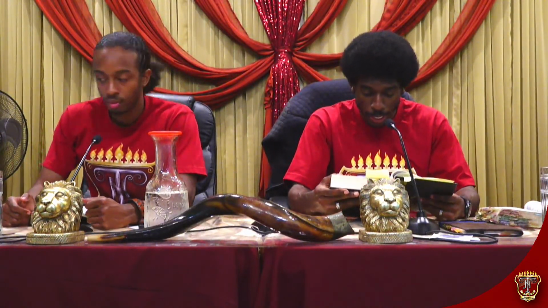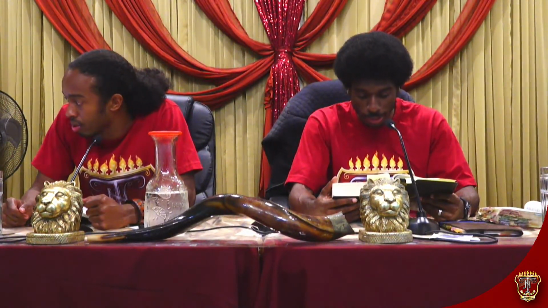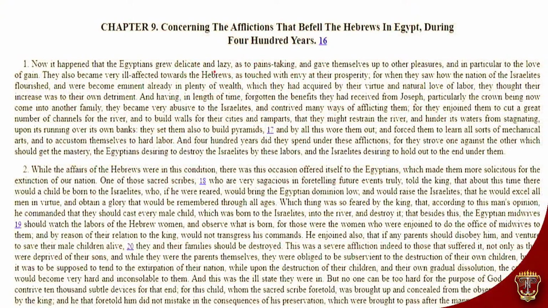Verse 1. "Now what happened was that the Egyptians grew delicate and lazy as to painstaking, and gave themselves up to other pleasures, and in particular to the love of gain." So this is talking about when we read in Exodus 1, we were flourishing, and the Egyptians were flourishing, clearly. But they got lazy. They got comfortable. They got complacent. Read. "They also became very ill-affected towards the Hebrews, as touched with envy at their prosperity." So they was hating on us for winning.